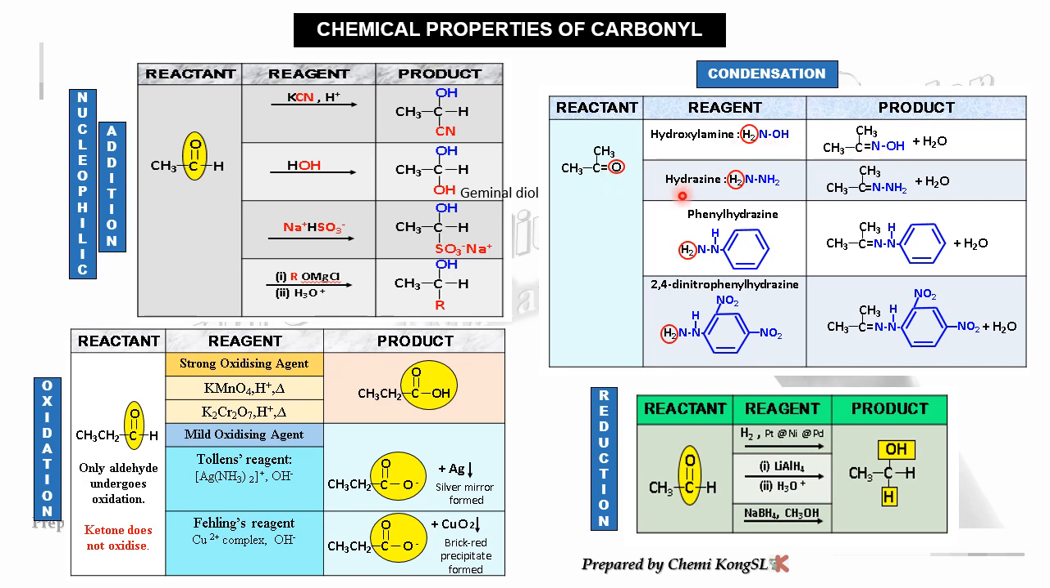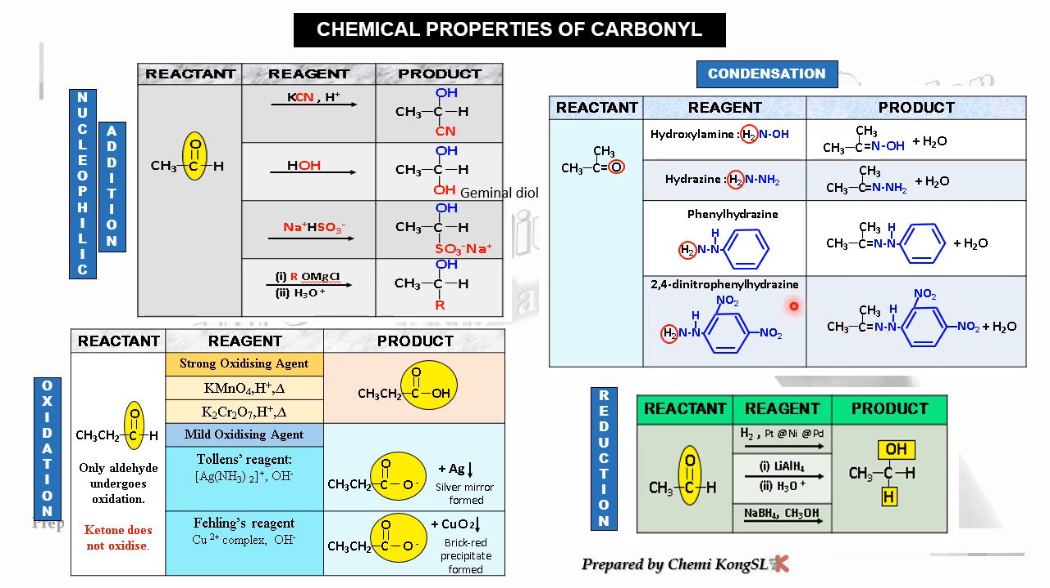Same for hydrazine, we have this one called propanone, a ketone. It also will form the C double bond N. Here also the same, straight away C double bond N attached. The rest you just copy. So you just copy the CH3 and the amine compound over here. Okay, another one is 2,4-dinitrophenylhydrazine. The concept is still the same. Eliminate H2O and then form C double bond N.